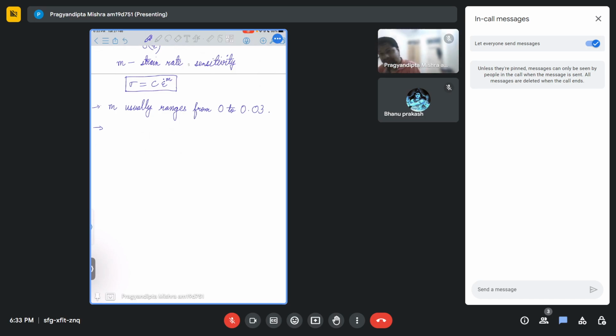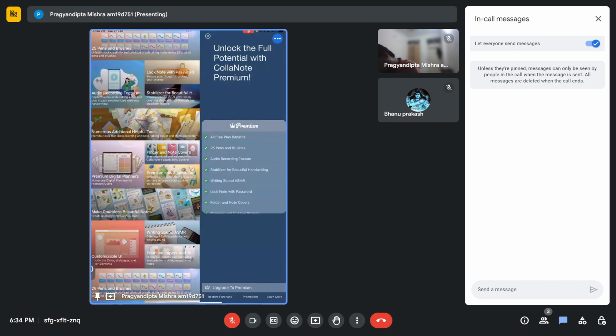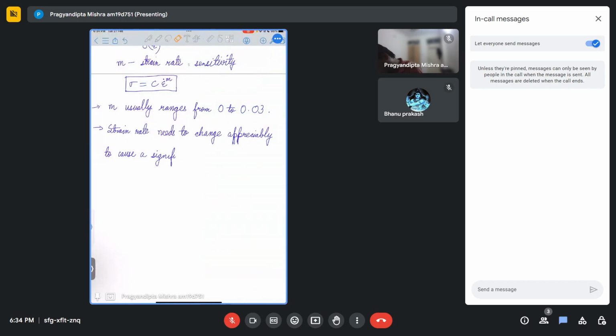If I want to write that down as a point so that you can remember: strain rate needs to change appreciably to cause a significant change in flow stress.